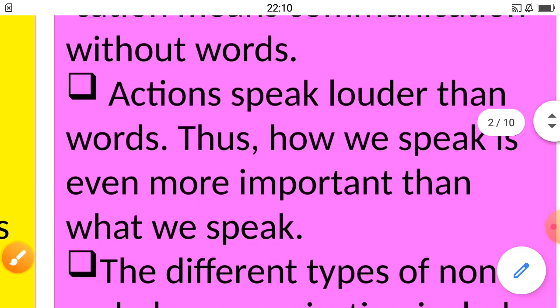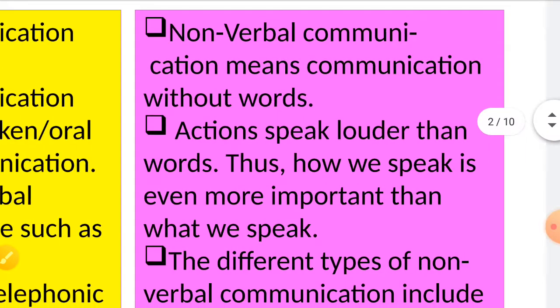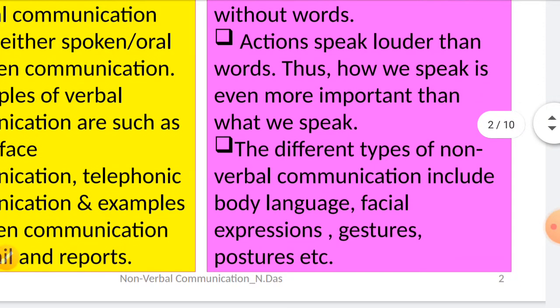Now, there is a saying that actions speak louder than words. Thus, how we speak is even more important than what we speak, and herein lies the importance of non-verbal communication. The different types of non-verbal communication include the use of gestures, postures, eye contact, communication through touch, and so on and so forth.